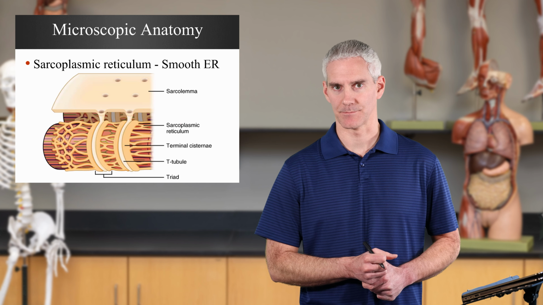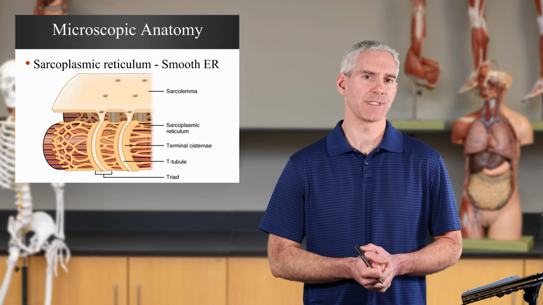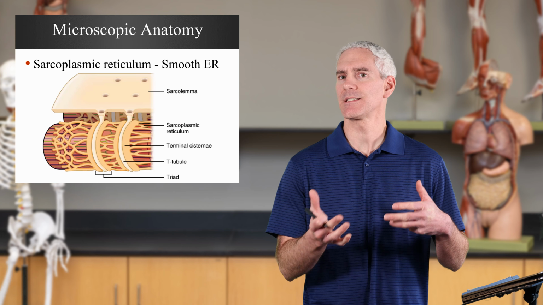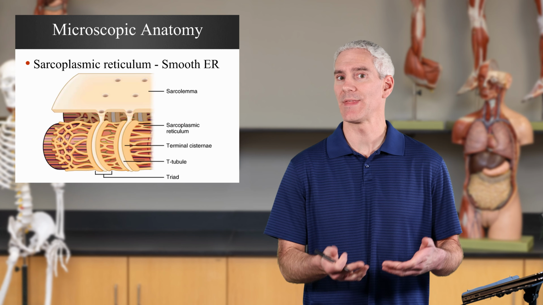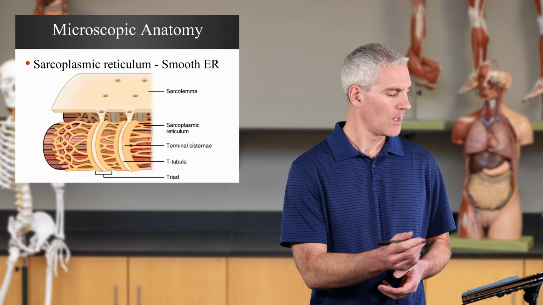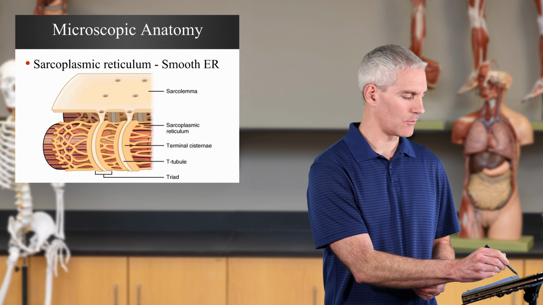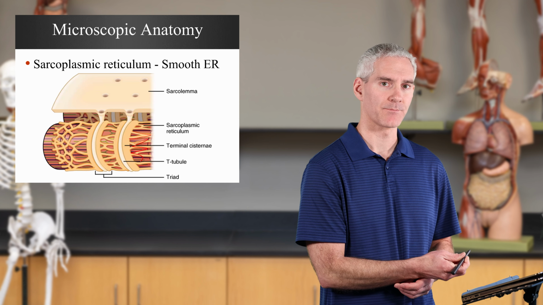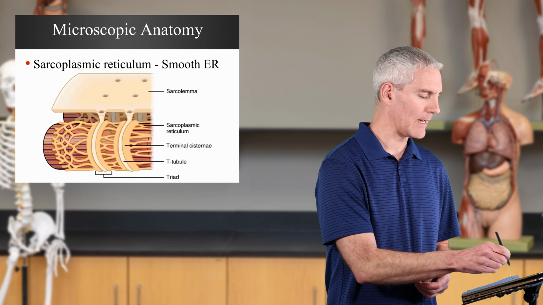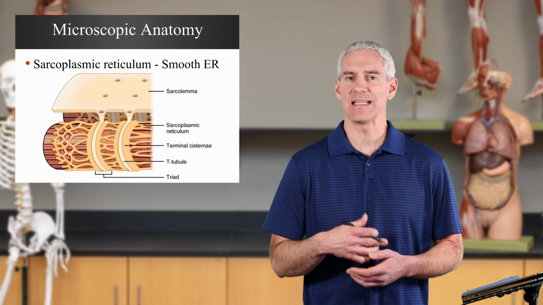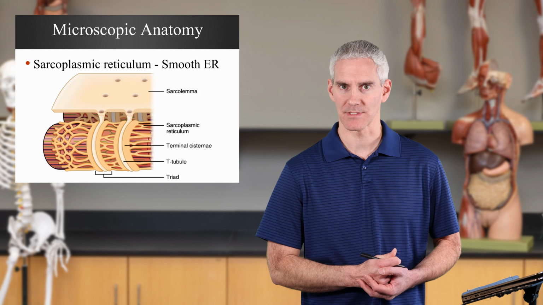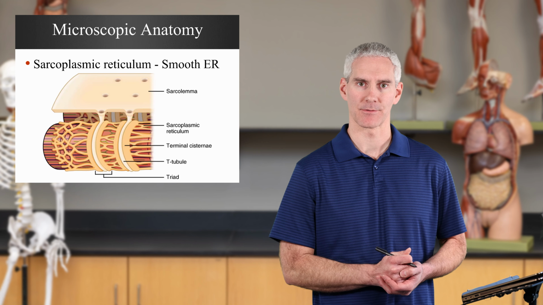Sarcoplasmic reticulum. Now, sarcoplasmic reticulum is pretty much the same as the smooth ER, or the smooth endoplasmic reticulum. You can see here, it's all this yellow that's being drawn around. It's going to wrap around and cover the individual myofibrils inside the muscle fiber.